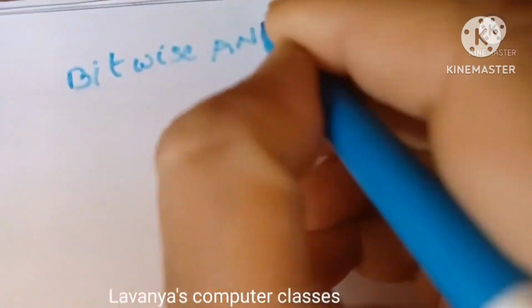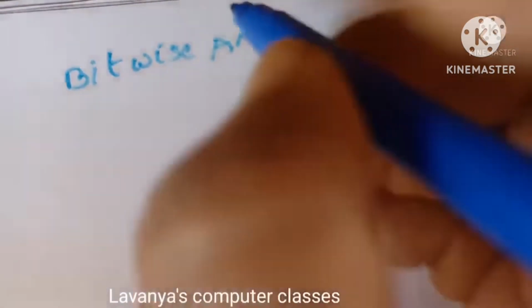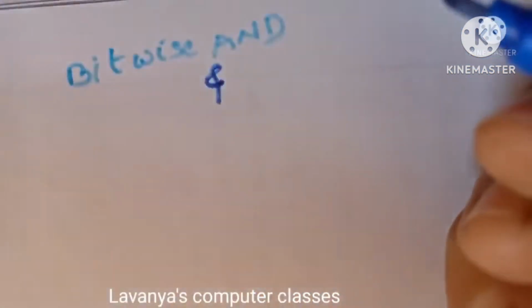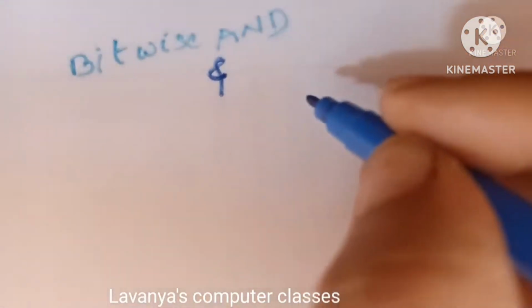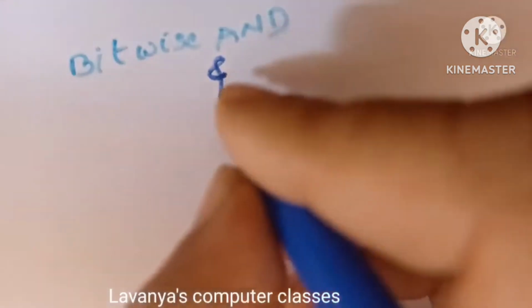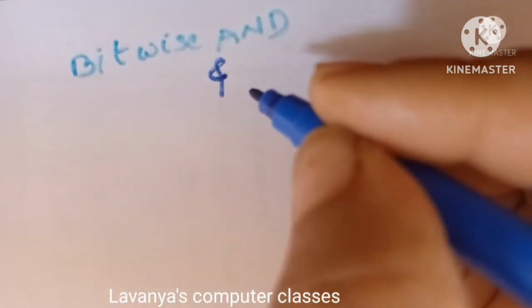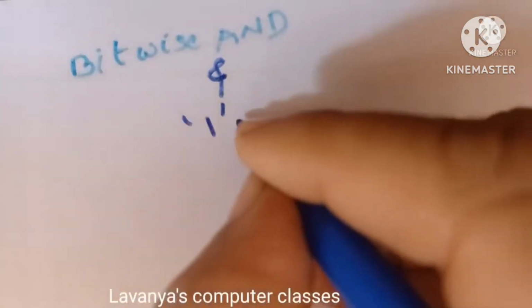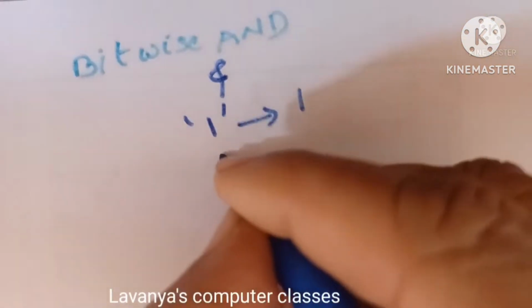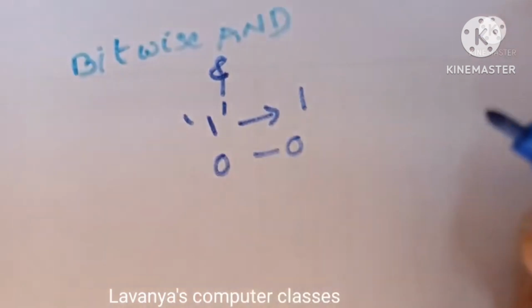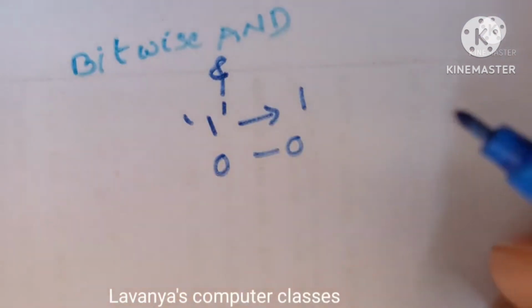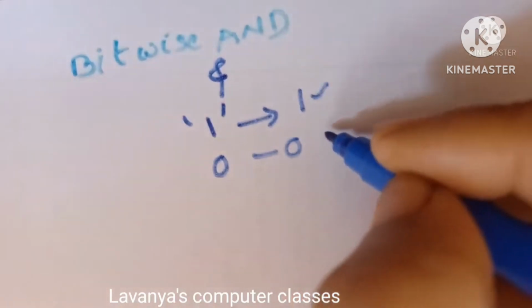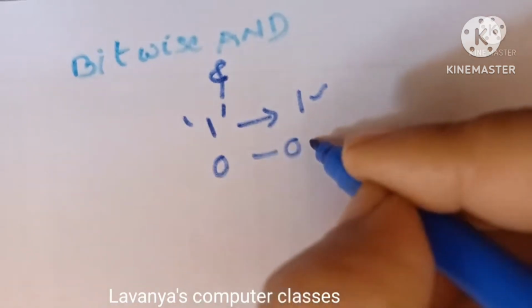First I will go for the bitwise AND operator. For bitwise AND, we use the single ampersand symbol. So how is it working? The bitwise AND operator is used between two conditions. Whenever both conditions are 1, then only the result is 1. If any one is 0, then the result is 0. So bitwise AND means if both the bits are 1, then the result is 1. Otherwise, if any one bit is 0, the result is 0.